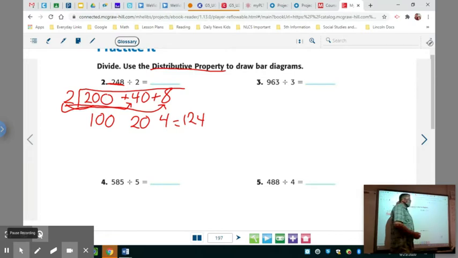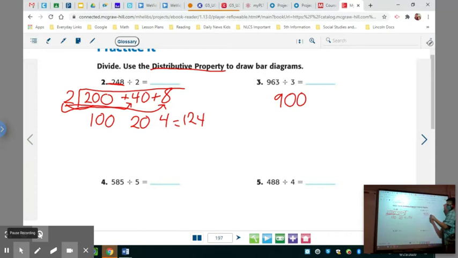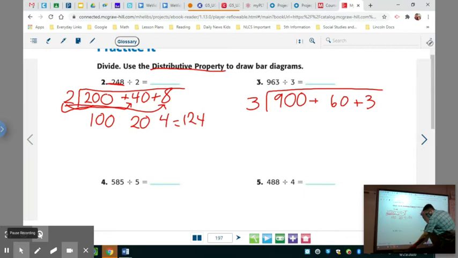How about this one here? 963. Colton, right here. What do we split this up into? 900 plus 60 plus 3. Thank you. Good. Now we're going to divide all of these up by 3. You can do it this way, or you can do it the other way they did. I just do it this way.